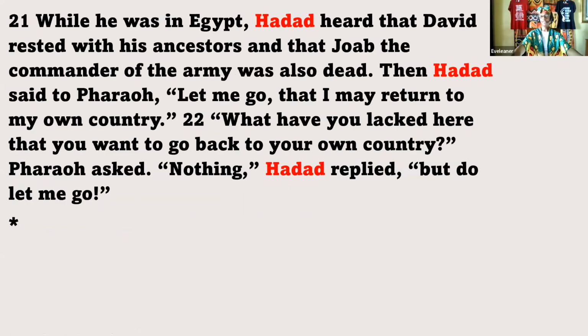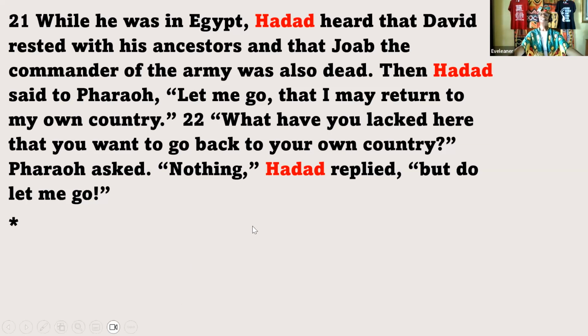So let's continue reading. While he was in Egypt, Hadad heard that David rested with his ancestors and that Joab, the commander of the army, was also dead. So see, he was concerned about these two because remember, they were the ones that killed pretty much all of the Edomites in that particular area. And so he stayed away from there until he heard that they were gone.